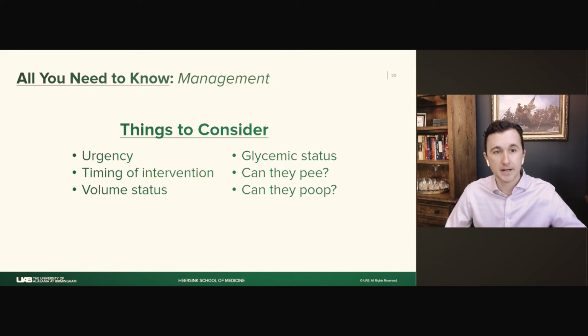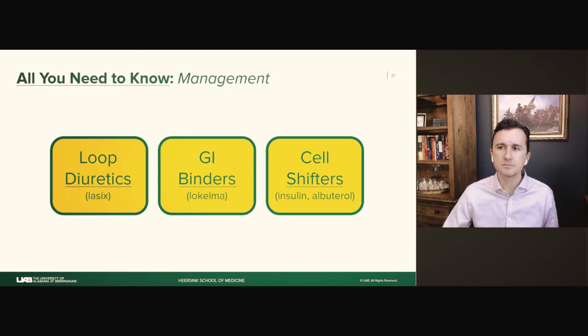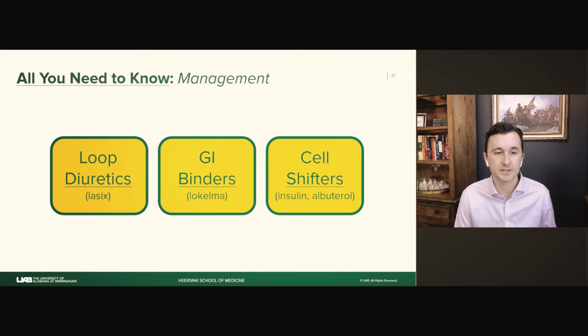Okay, so when it comes to management, there are a couple of things that we need to consider. The urgency, the timing of intervention, and specifically I'm referring to how quickly a particular medication will result in lowering of the potassium, the patient's volume status, their glycemic status, and can they poop and can they pee. Those are kind of the 6 things that I'm thinking about. Now, I'm not going to get into the indications of dialysis for this episode. I mainly want to focus on the interventions that we hospitalists do on the floor for our patients.